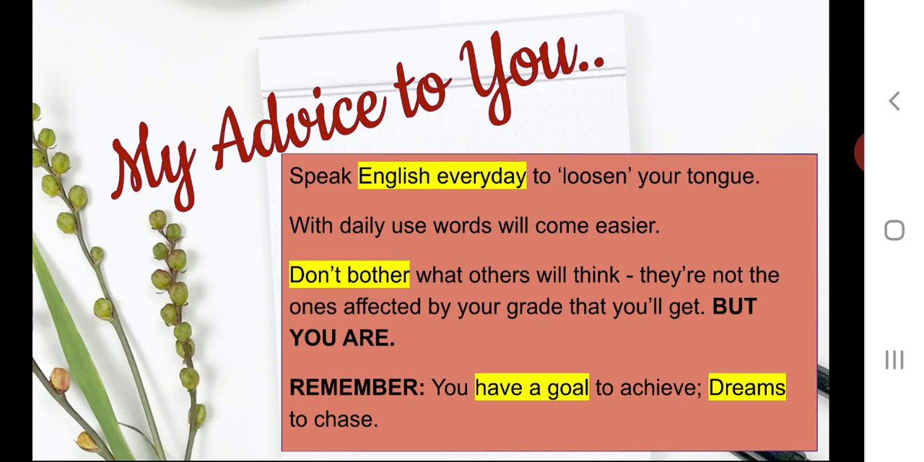Remember, you have a goal to achieve and you have dreams to chase. So are you going to sacrifice all those dreams and your goal because of your worry about what others are going to think or to say about you when you try to use English? You've got to think again.